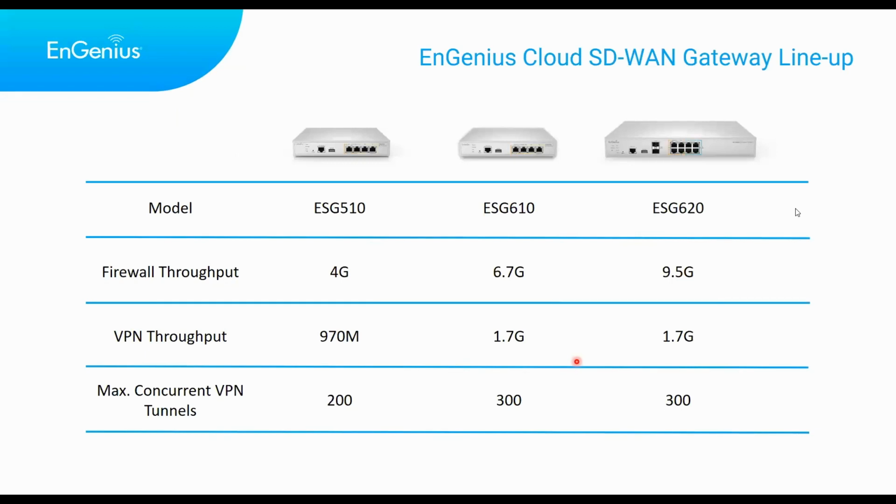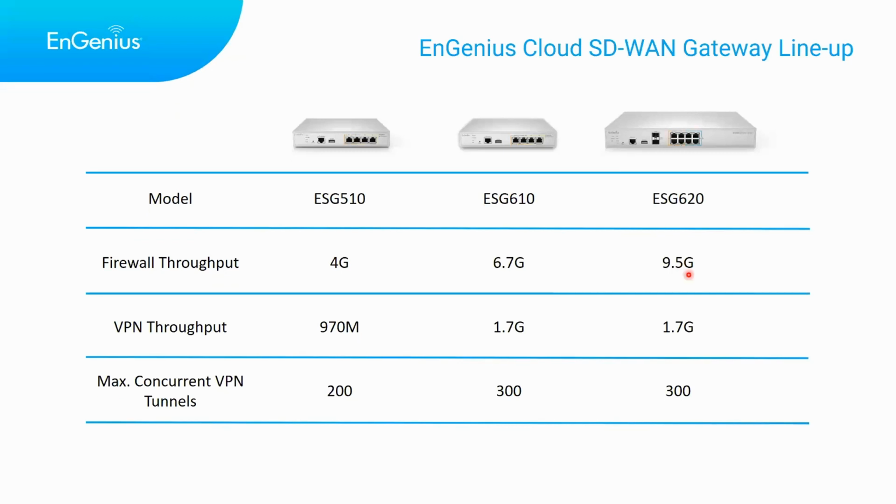Concurrent VPN does include IP phones. If the IP phone utilizes that VPN tunnel, then yeah, it will be counted as well. So yeah, for more details on the ESG gateways, depending on the model, you can just head over to Engenius.ai. We have a breakdown of all these specific parameters as well.